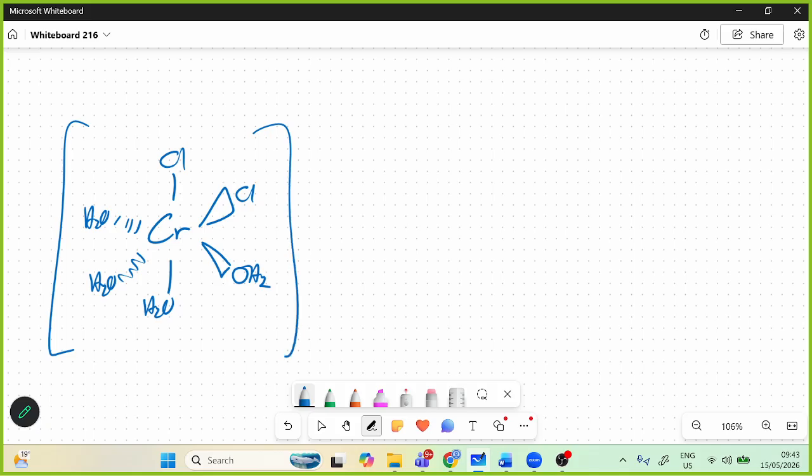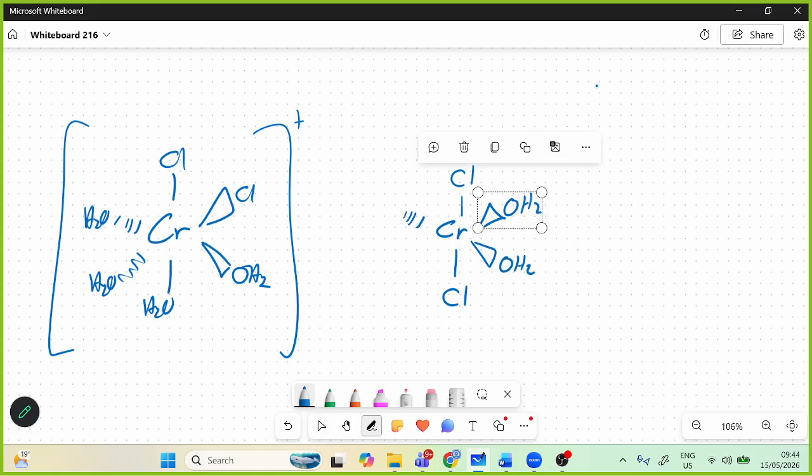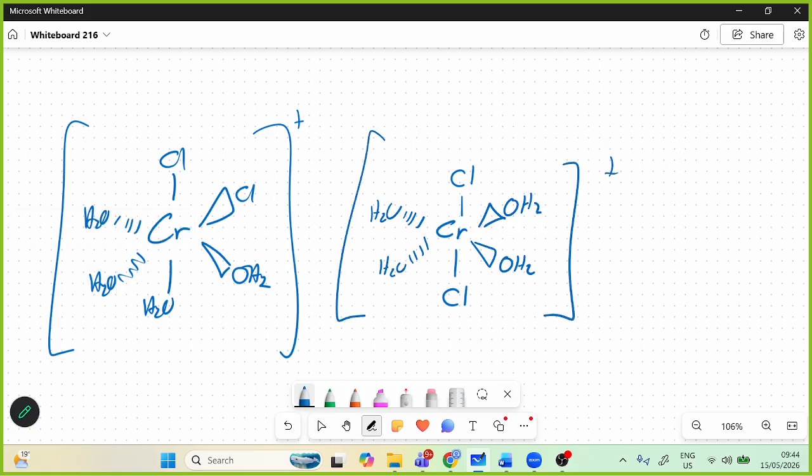So this was one, that is the cis, this is the trans isomer. By the way, if you draw these as H2O, I don't think they will reduce any marks now. So the most important thing is adjacent and opposite.